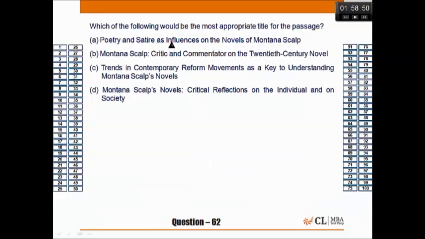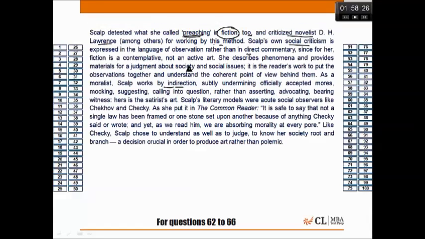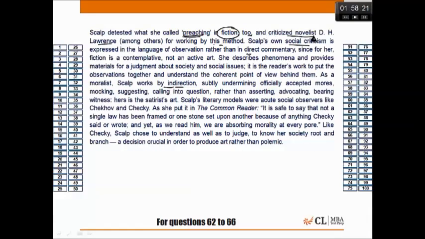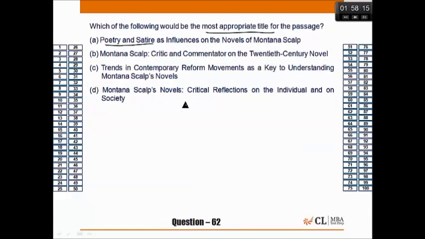Okay, which of the following is the most appropriate title for the passage? It must be in line with the main idea. First, let's take a guess before we actually go through the options. The passage is talking about this lady's novels and social setting. Poetry and satire as influences, so that's not the key thing. If I remember correctly, we are talking about social setting, social criticism, all that. So it's basically in that sense, right? So society, okay.